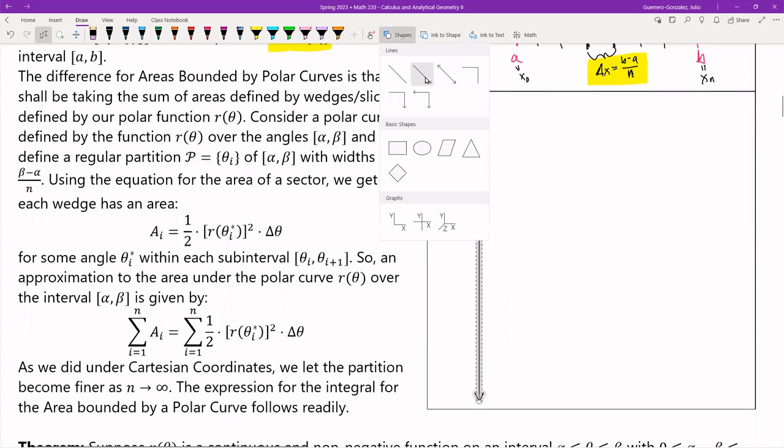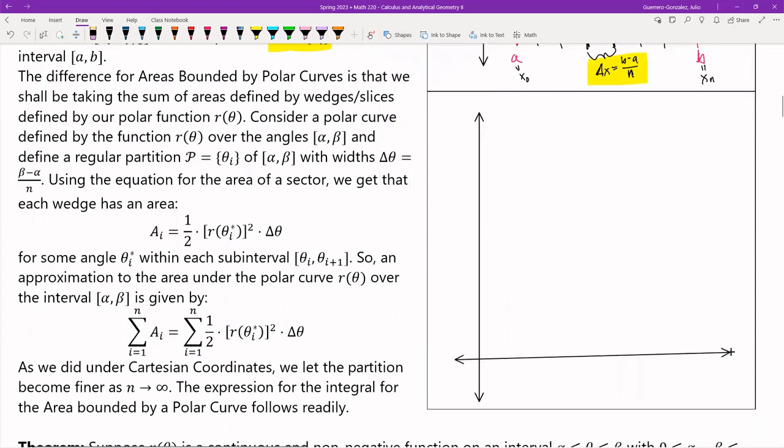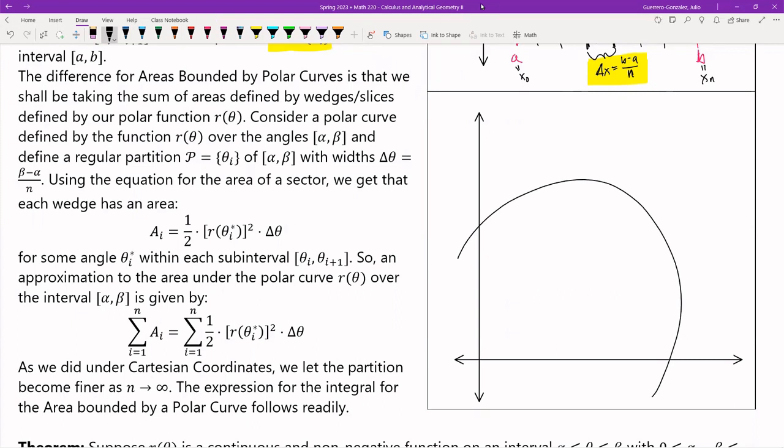There's my X, and let's go ahead and put my Y out. There we go. Okay. So now, what I want to do is create a curve in polar coordinates here, and that's going to look something like this. Whoosh, like that. So this is representative of an r of theta. And suppose we wanted this area right here. We want all of this.